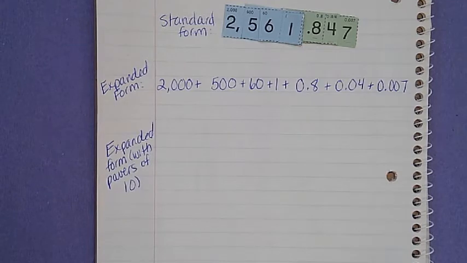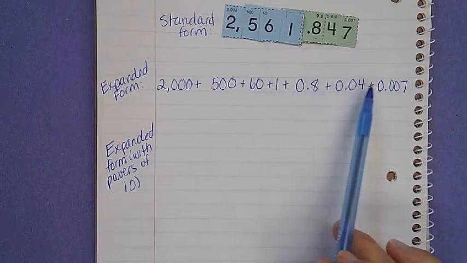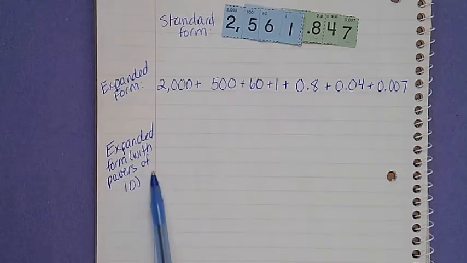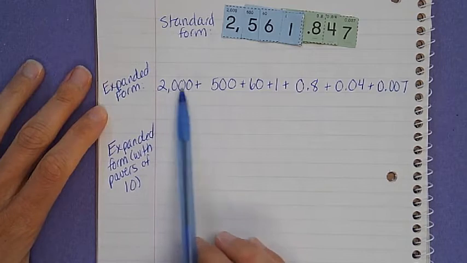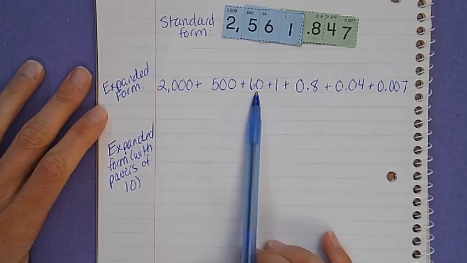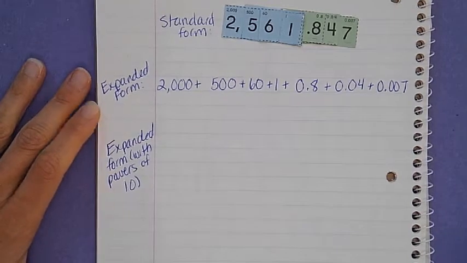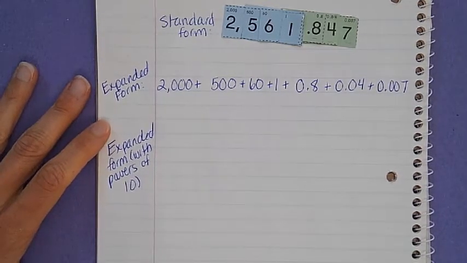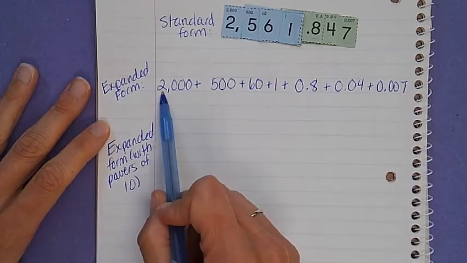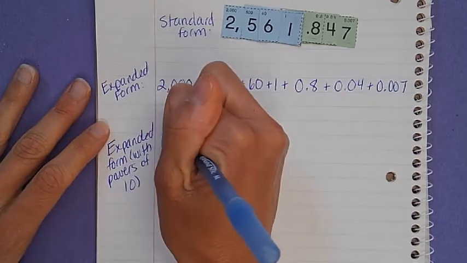So the last way we're going to write this number, 2,561 and 847 thousandths, is we're going to write it in expanded form with powers of 10. So now I'm thinking about each of these as the digit times its value in the place value chart. If you need to have your place value chart out, that's a really good thing to have. But I'm always going to start with the digit. The digit goes first. So I write down a 2.